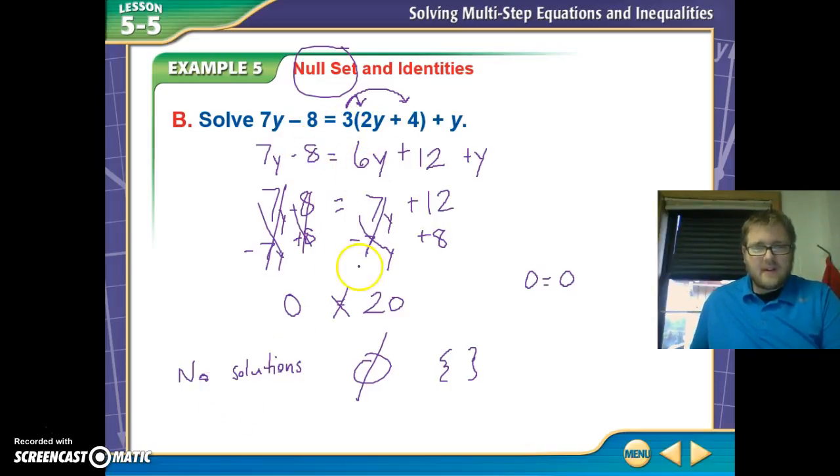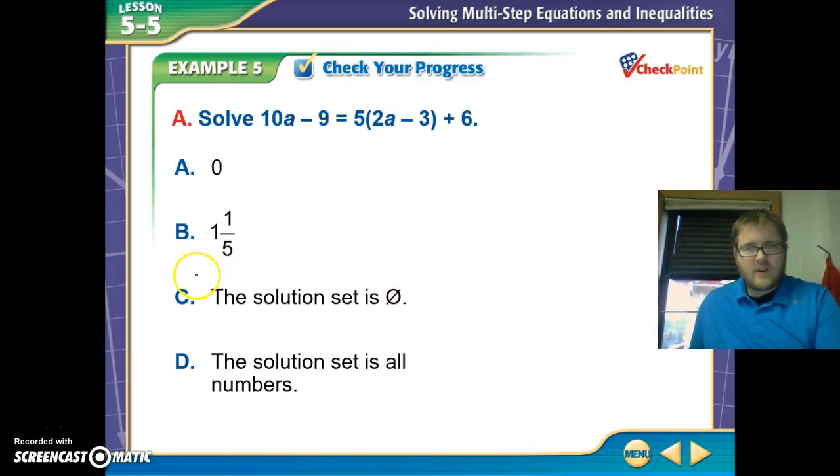So go ahead and try this problem here. Remember, this circle with a line through it means a null set, and whenever we have the set of all numbers, that's all real numbers. So go ahead and try this problem. Now go ahead and see if you can find the equation here that has no solution.